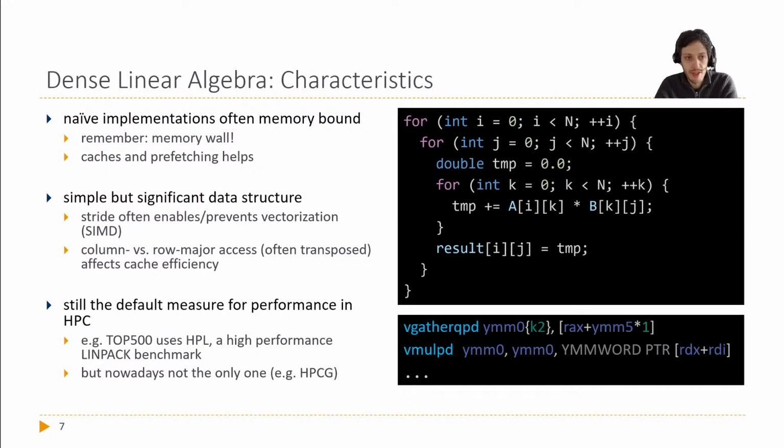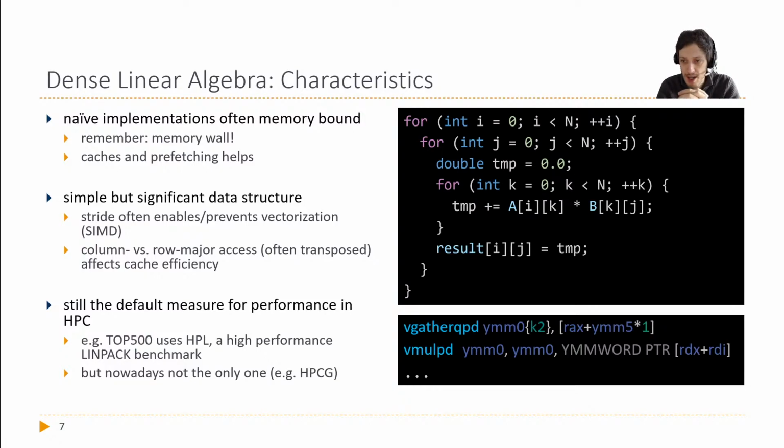Now, what are the characteristics of dense linear algebra? Well, naive implementations are usually memory bound. Remember, we have the memory wall, which means that the speed, both in latency and bandwidth, of memory or memory links does not increase as fast as computational power. The computational power of CPUs grows much faster than the speed of the memory. So people tried to add caches and prefetching to the hardware, but this only gets you so far. So even with all those special features, the simplest implementation of linear algebra you can come up with is really often memory bound.